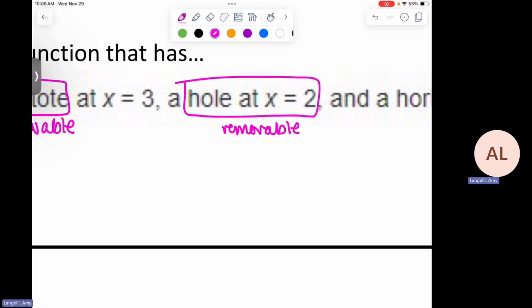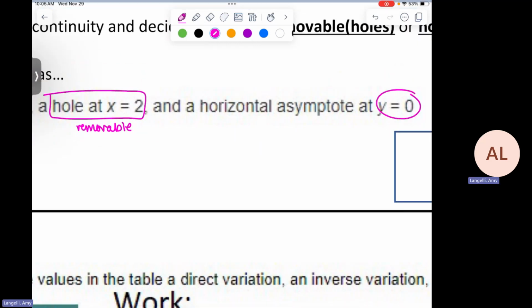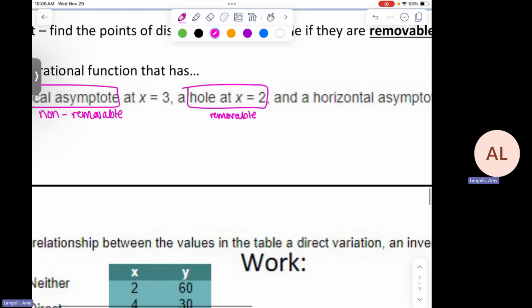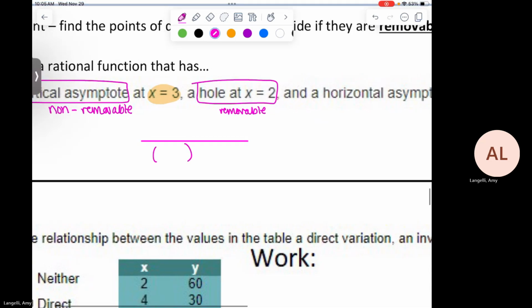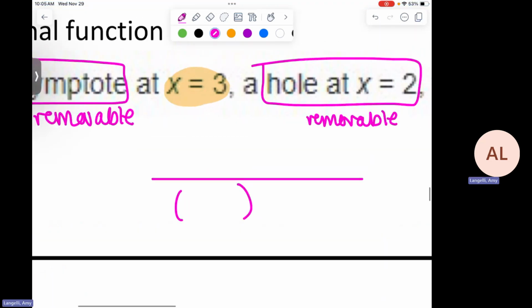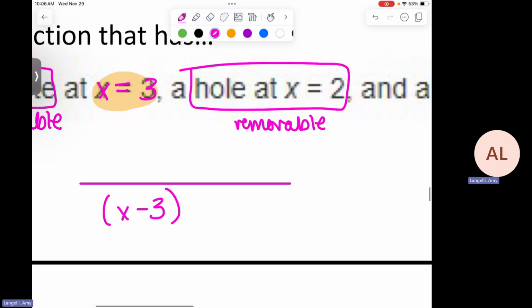I love thinking backwards. And it has a horizontal asymptote of y equals 0. Oh, this is cool. 3. Here's your fraction bar. You guys totally have this. If x equals 3 is a problem, what would be on the bottom? If x equals 3 is a problem, what would it have come from? Yes. Okay. And if x equals 2 is a problem, what would it have come from? Yes.